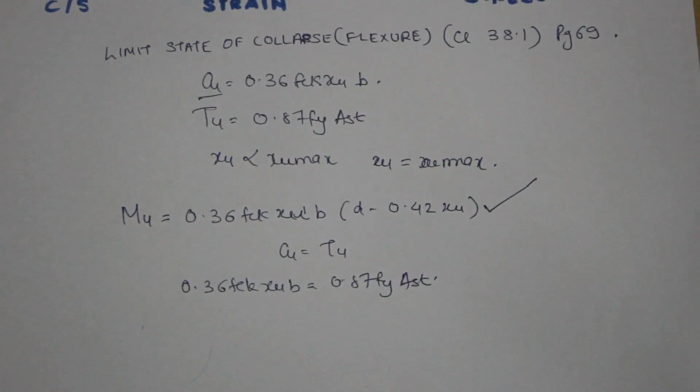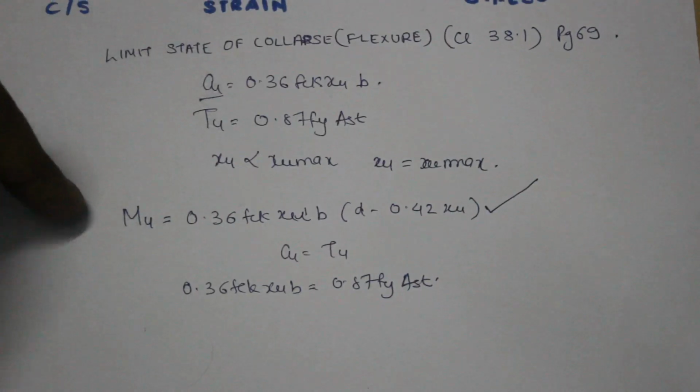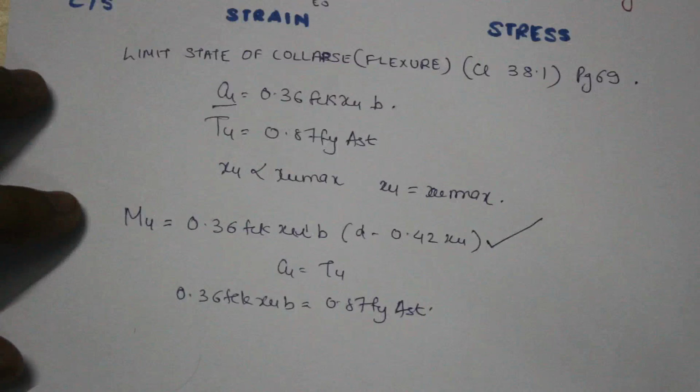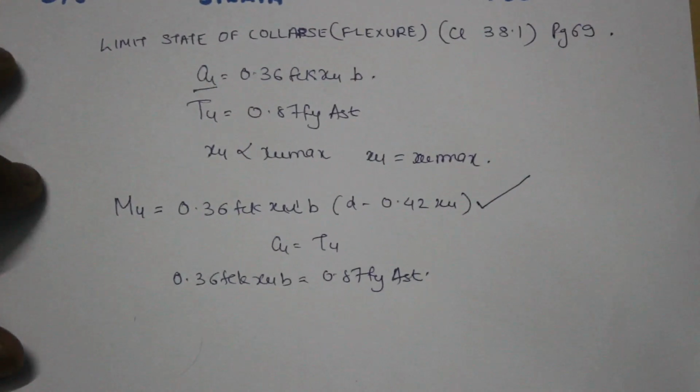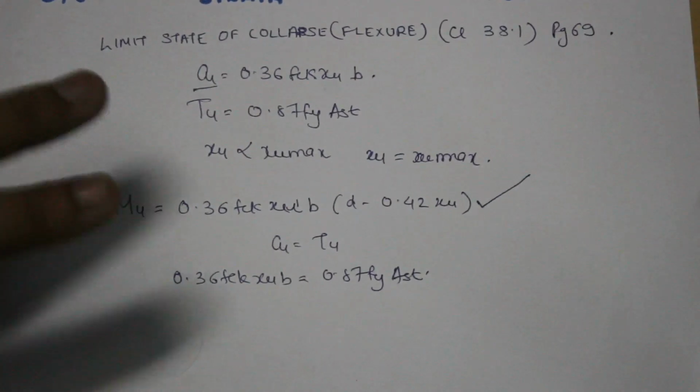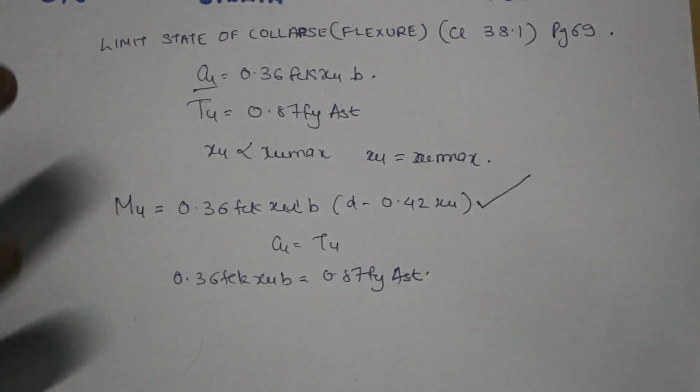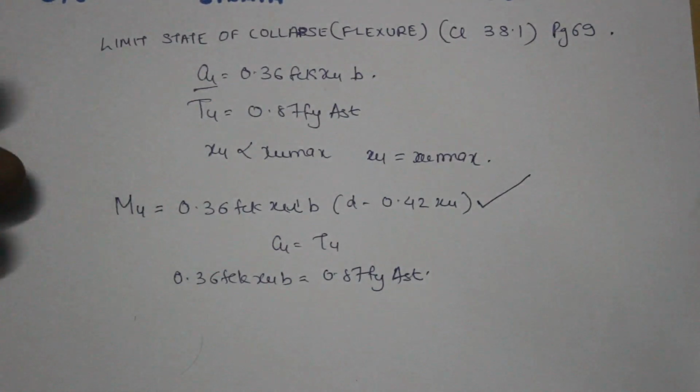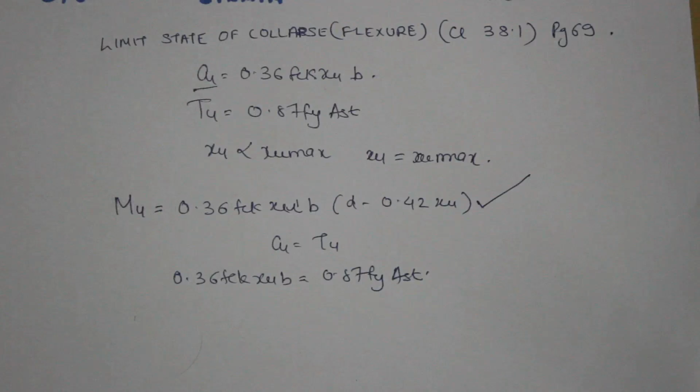I hope you got that. Now we'll quickly jump into the problems. Let me tell you one thing, there will be two types of problems. One would be the analysis type problem, the other would be the design type problem. In the analysis type problem, you have to find out the ultimate moment of resistance for the beam, while in the design problem you have to find out the area of steel. Basically you have to play with these two equations in order to get the moment or the steel.